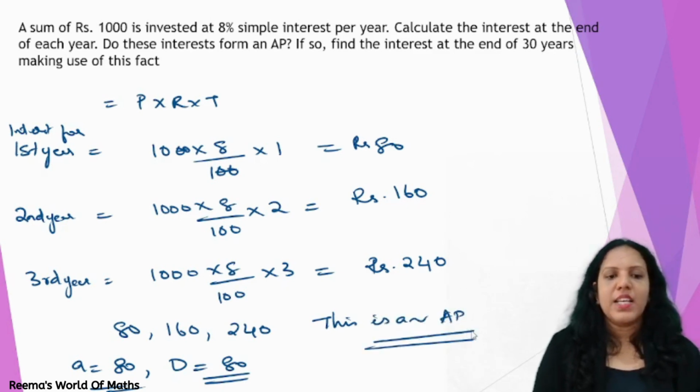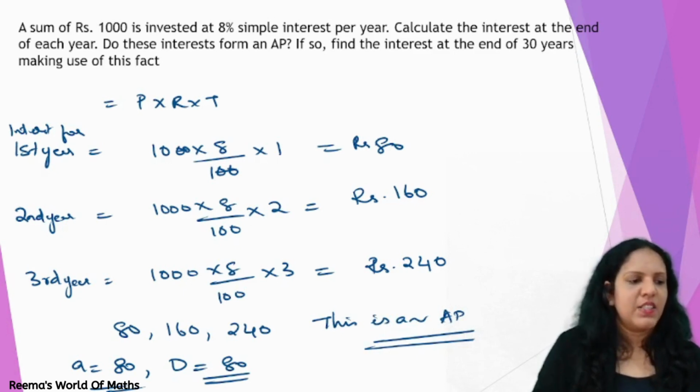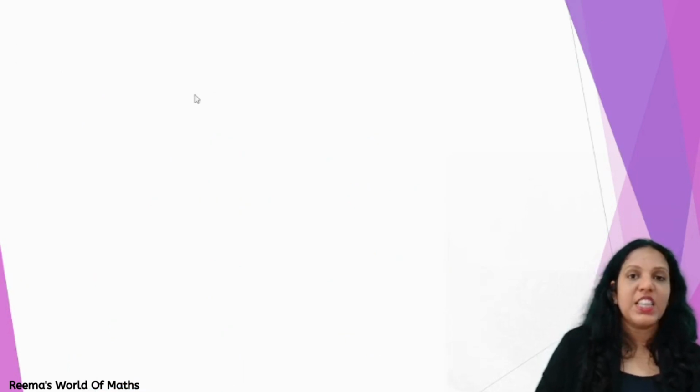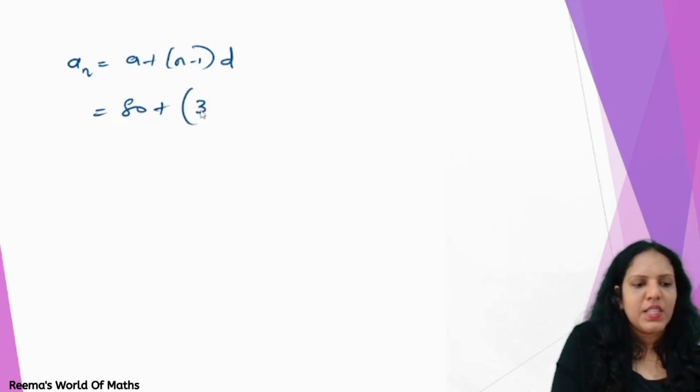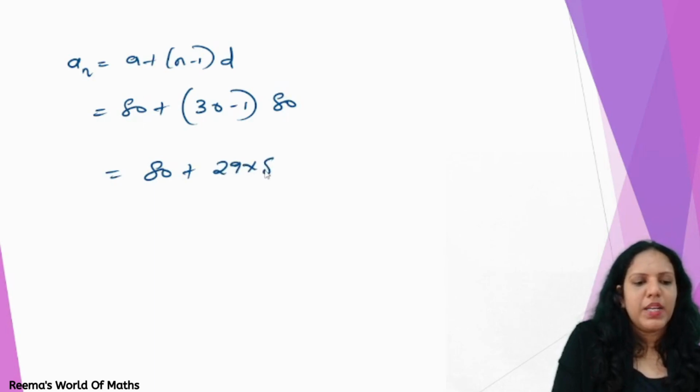Now we need to find the interest at the end of 30 years. So we need to find the 30th term. The 30th term, which is the interest for 30 years, the formula will be A plus n minus 1 into d. So A equals 80, 80 plus n minus 1, that is 30 minus 1, multiplied by the common difference, which is again 80.